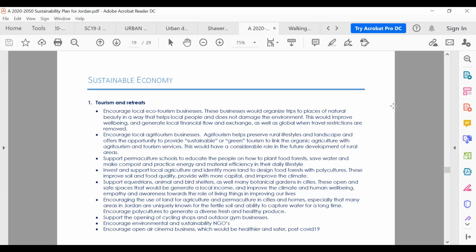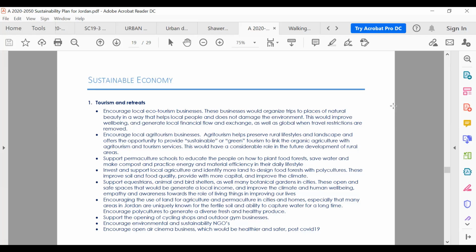And also support permaculture schools to educate the people on how to plant food forests, save water and make compost and practice energy and material efficiency in their daily lifestyle. Invest and support local agriculture and identify more land to design food forests with polycultures. These improve the soil and the food quality and provide more capital, improve the climate. Support equestrians, animal and bird shelters, as well as many botanical gardens in cities. These open and safe spaces would generate a local income and improve the climate and human well-being.